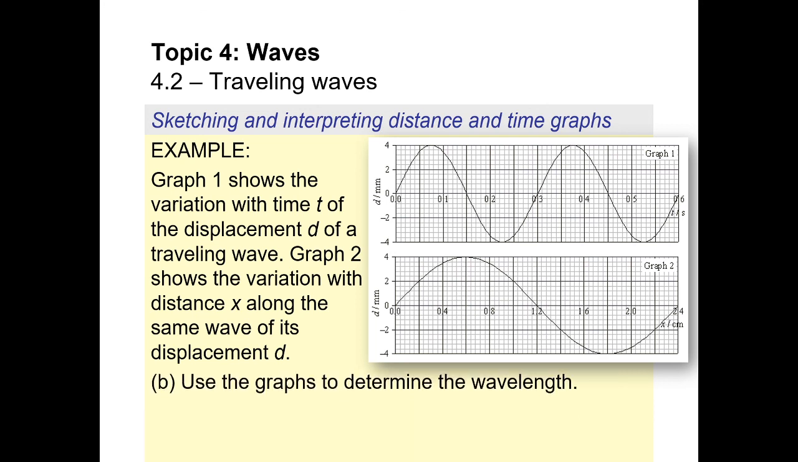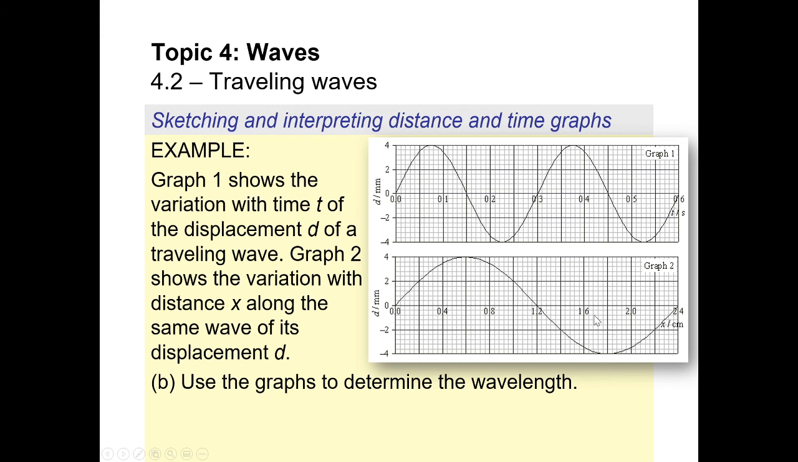Part B, use the graphs to determine the wavelength. Wavelength is the horizontal distance of travel, not the vertical like the amplitude. So now we're dealing with the independent variable axis, or the horizontal axis. Graph 1 measures time on the horizontal axis. That's not what we're going to need. We're going to need the distance graph, graph 2.